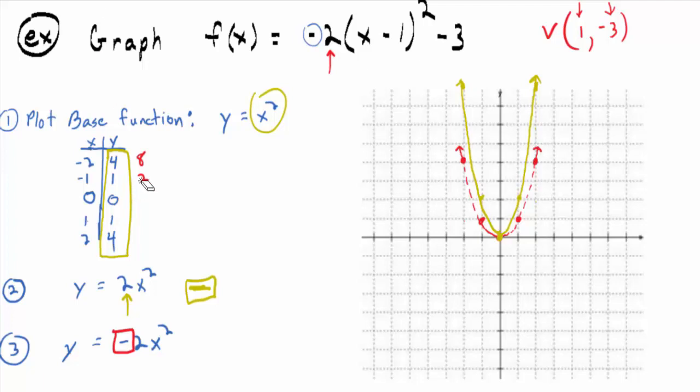So maybe I ought to do that in yellow to color code it. So 8, all the y coordinates were double what they were. So 8, 2, 0, 2 and 8, right? And so what is multiplying y equals 2x squared by a negative going to do? It's going to make them all negative. So let's color code it red. In the yellow graph, all of the y coordinates, if you include the negative, that transformation makes all the height values negative, so it has the effect of reflecting the yellow graph across the x-axis.